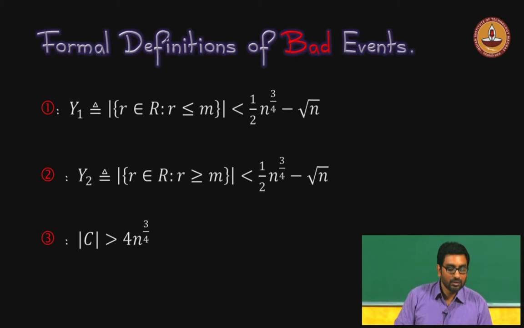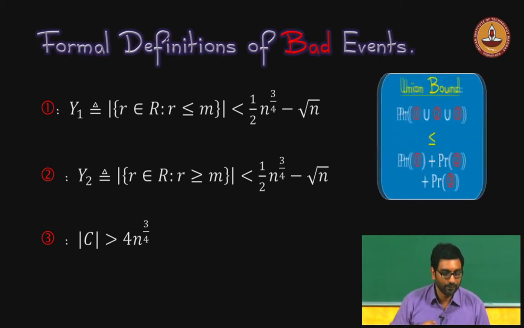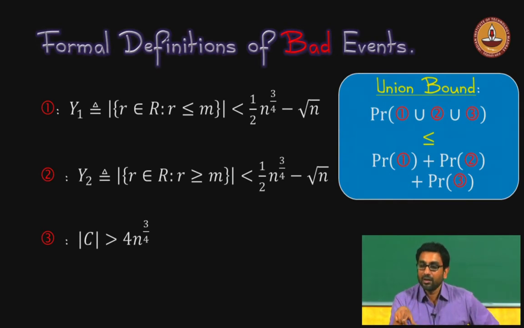And the third one, I am going to defer the details till later, but we will call it 3. So, we have listed the 3 bad events and we have given them names 1, 2 and 3. Okay. 1 and 2 are essentially the same, so we are only going to bound 1 and the same bound will hold for 2 as well. Okay. What we are going to do is apply a union bound.